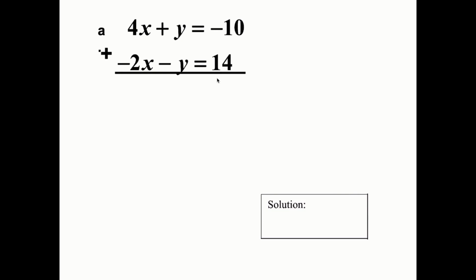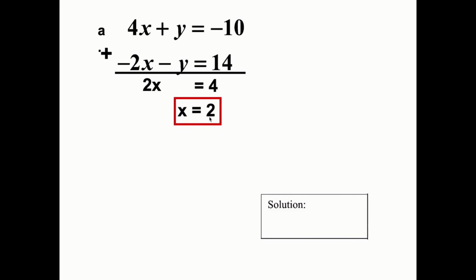So when I add these equations up, notice I'm going to get 4x plus a negative 2x, which is 2x. Notice y plus negative y cancels, which means I will be left with one variable. So then this will equal negative 10 plus 14, which is just 4. Notice this is very easy to solve. We just divide by 2. So x equals 2. So it's really nice when the variables are the same number but opposite. So this is a positive 1y, this is a negative 1y. When they're the same number but opposite, the variables will cancel when you add them. Super nice. But notice I also have to solve for y.